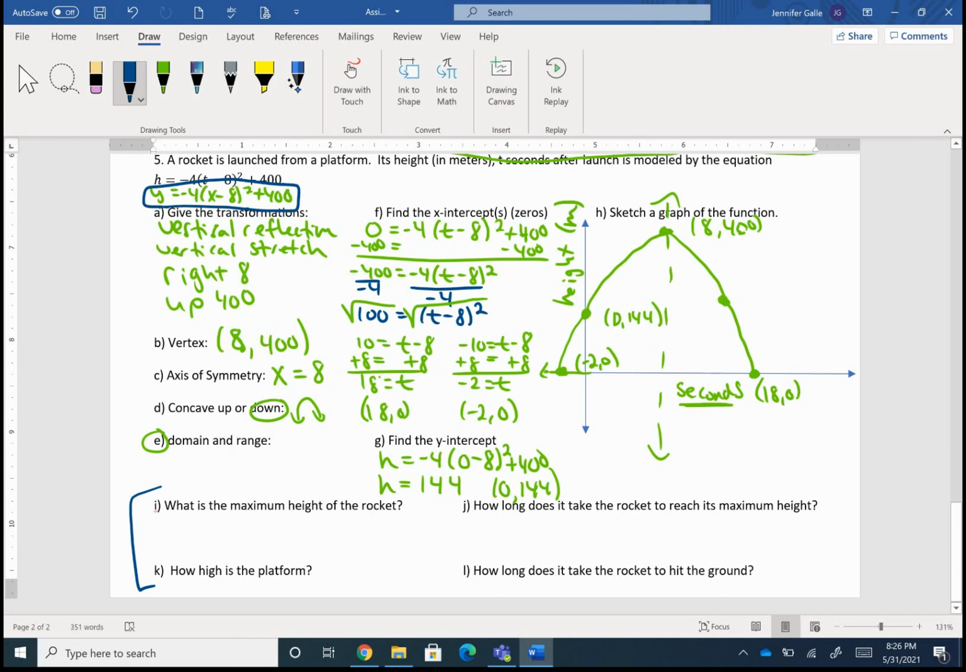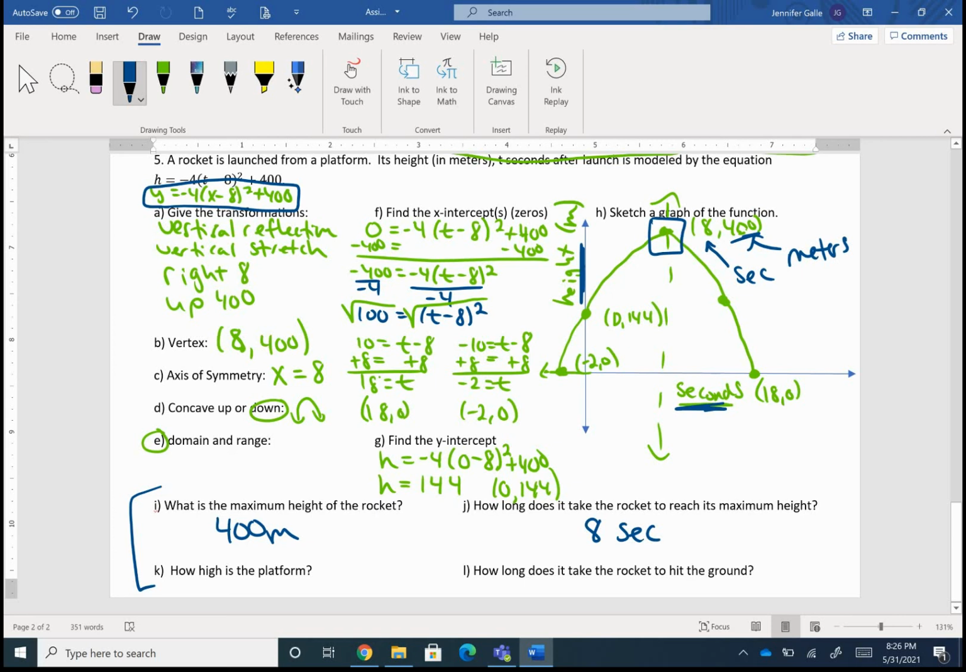So what is the maximum height of my rocket? I'm going to go to that maximum point on my graph, and I'm going to label. The 8 is my x value. X represents seconds. 400 is my y. Y is represented by height, which is our meters. So what's the maximum height? Is 400 meters. How long does it take to get to the maximum height? 8 seconds.